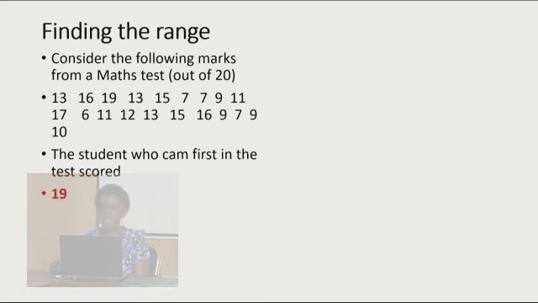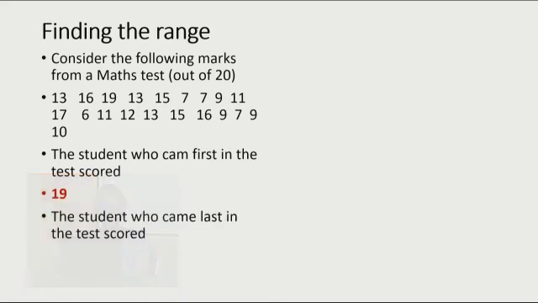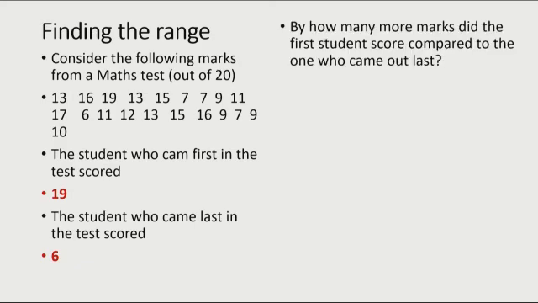well done if you've said 19. The student who came last in the test scored, well done if you've said 6. Okay? Now, by how many more marks did the first student score compared to the one who came out last? By how many more marks the student who came out first? Well done. If you've said 13, how did you figure it out?